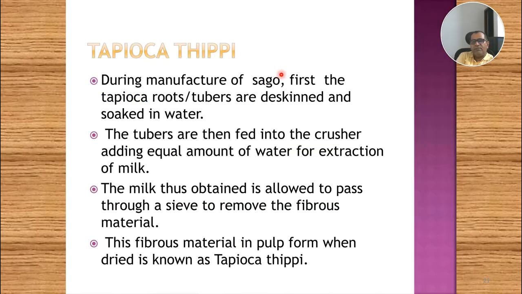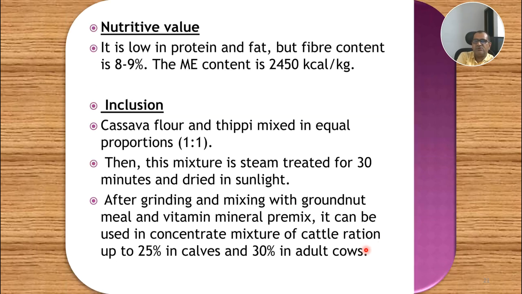Then tapioca thippai can also be used. In the manufacture of sago, the tapioca root tubers are de-skinned and soaked in water. The tubers are then fed to the crusher, adding an equal amount of water for extraction, and the milk thus obtained is allowed to pass through a sieve to remove the fibers in the milk, and the fibrous pulp, once dried, is known as tapioca thippai. So this can also be used as an alternative source of feed.